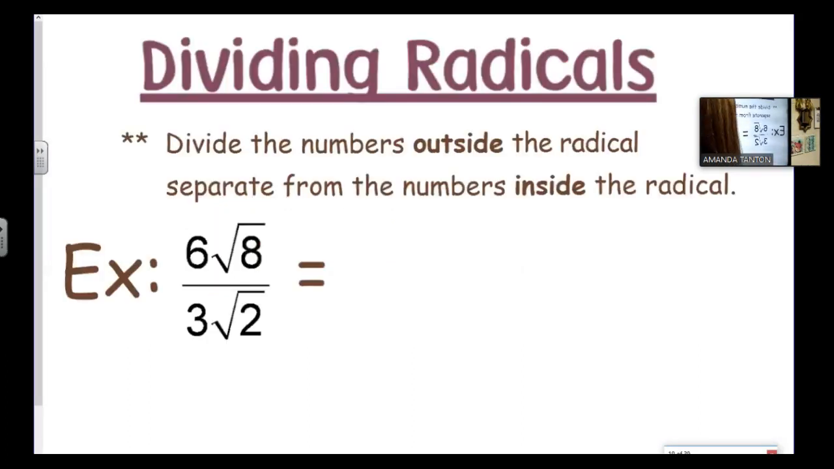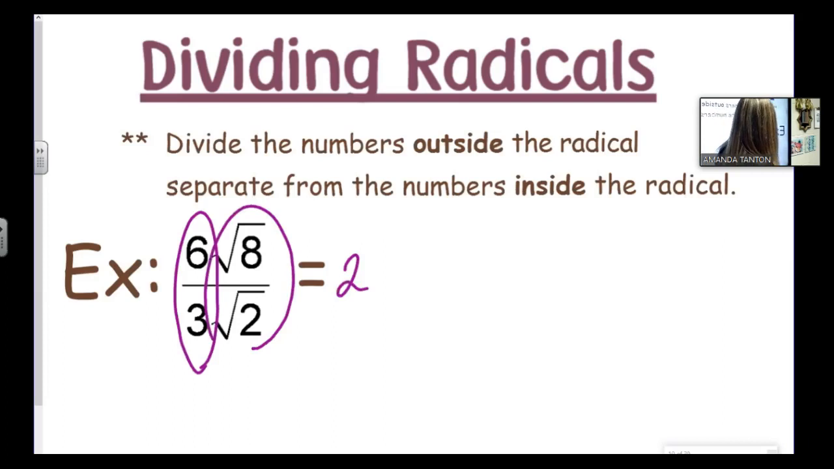Okay, dividing works the same way. I can divide the numbers on the outside separate from the numbers on the inside. So I can complete 6 divided by 3. And I am even allowed, it's counterintuitive, but I am allowed to do root 8 divided by root 2 because they are both radicands. I'm allowed. What do you get?